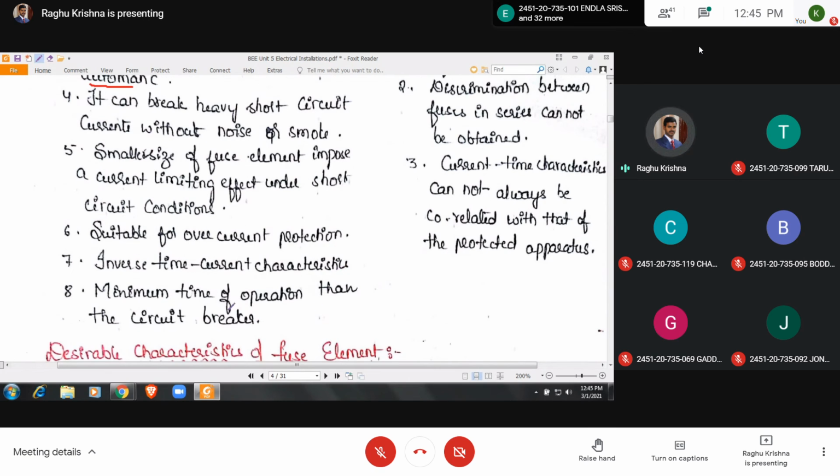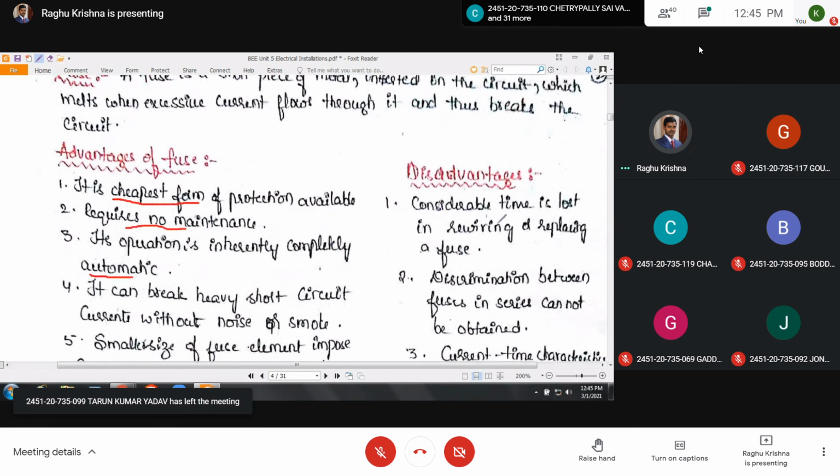So here, it has a minimum time of operation compared to the circuit breaker. If you compare the time between the fuse and the MCB, the MCB will take a longer time than the fuse. In an MCB you have a bimetallic strip, but if you have a fuse, when an overcurrent flows, the fuse melts. That's all. So, minimum time of operation. These are the advantages. Now coming to the disadvantages.